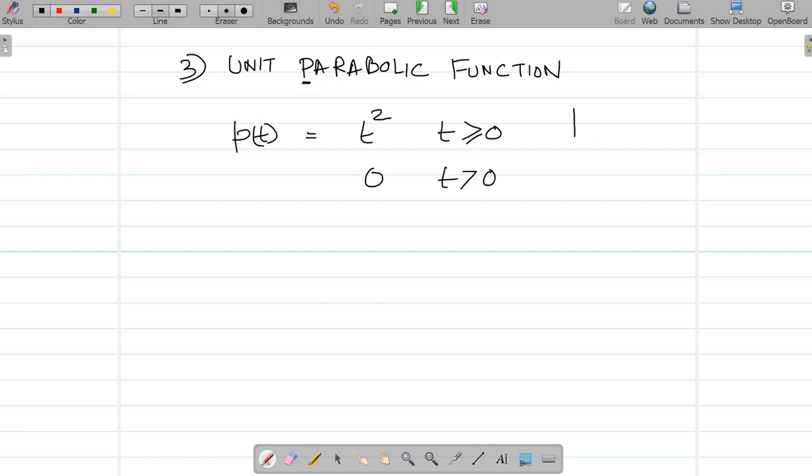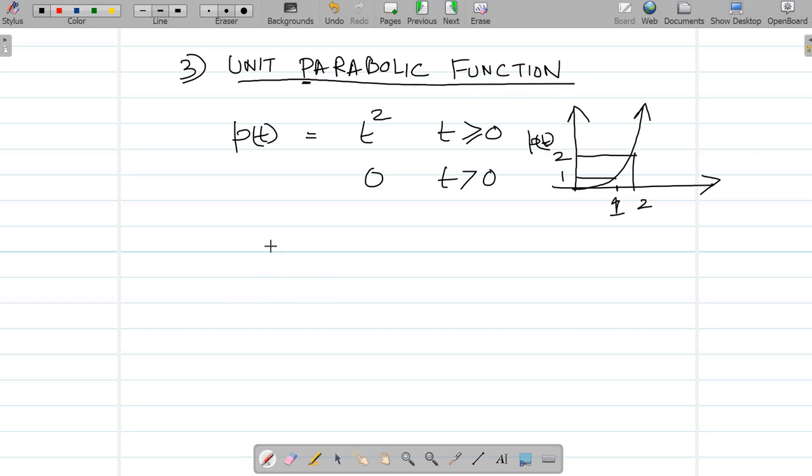So you can draw the plot for this. The plot for this will be as follows. It will be a parabolic plot. And so when t is equal to 1, the value here is going to be 1. When t is equal to 2, the p of t value is going to be 2. That is the reason why this one is known as the unit parabolic function.